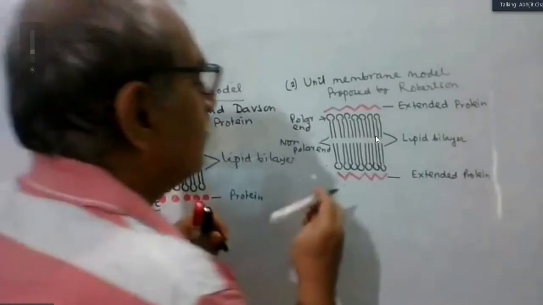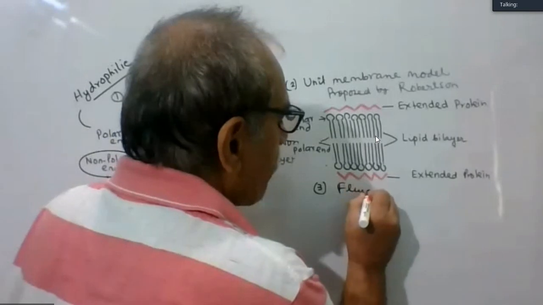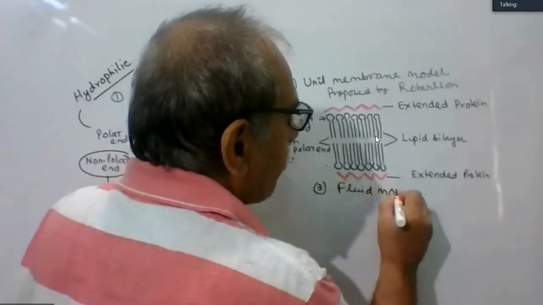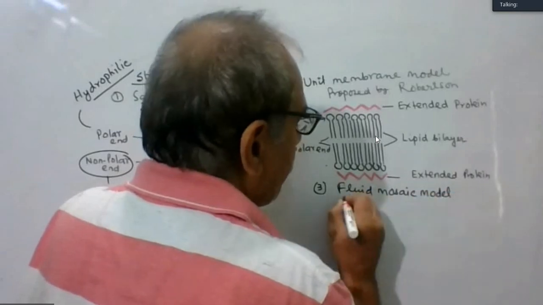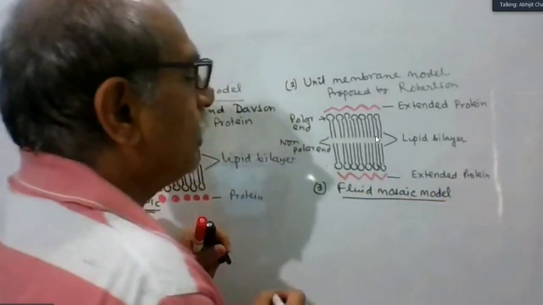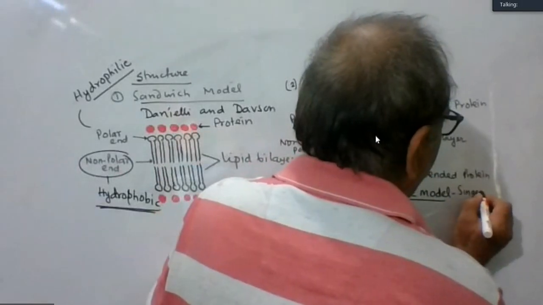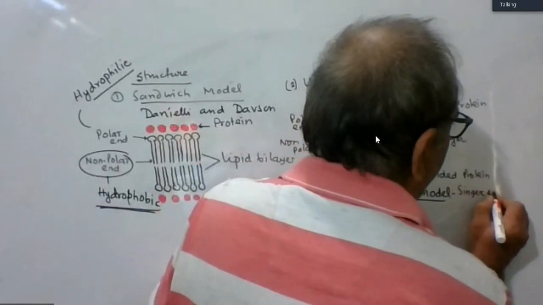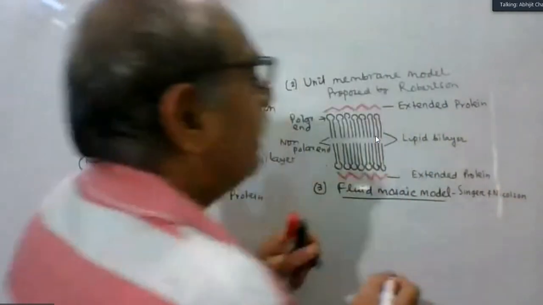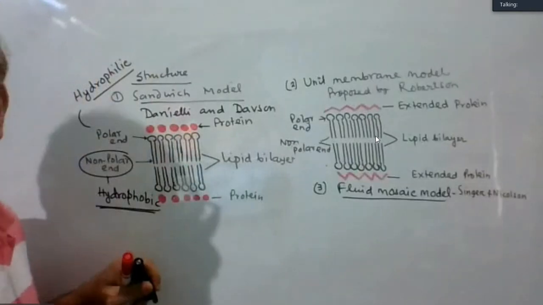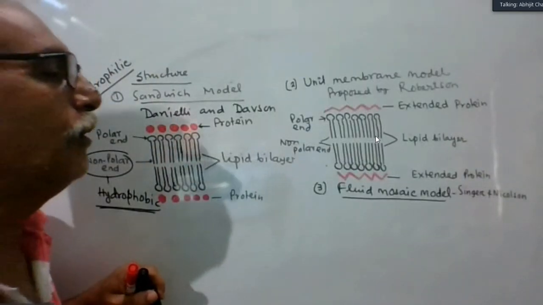Then he proposed the third one. The fluid mosaic model, proposed by Singer and Nicolson. Singer and Nicolson proposed the fluid mosaic model. What about it?